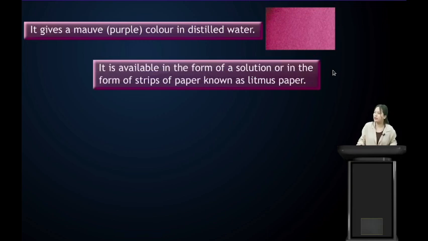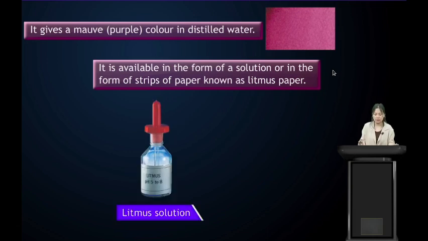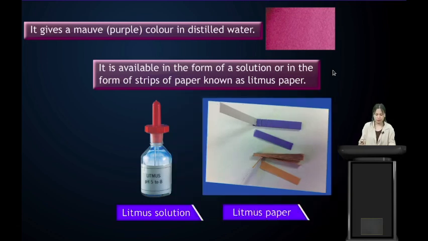It is available in the form of a solution known as the litmus solution, and also in the form of strips of paper known as litmus paper. You must have seen this. Yes, we have blue litmus paper and red litmus paper.